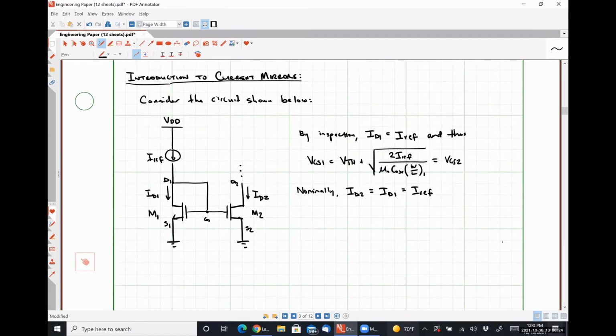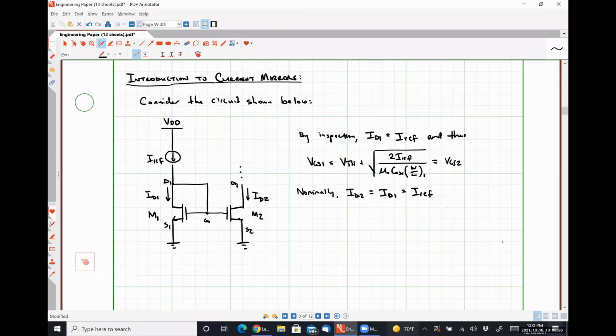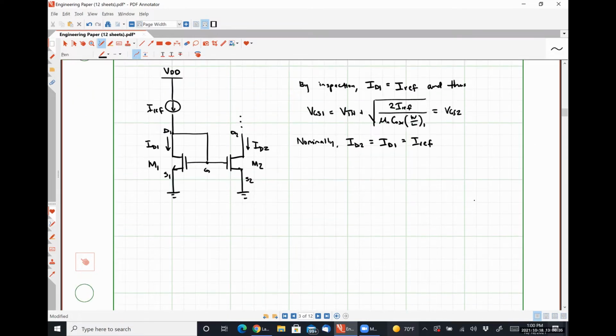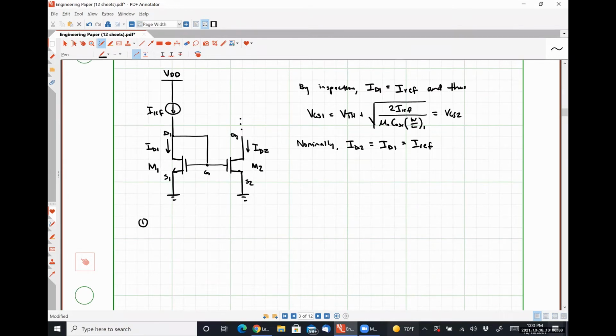So there are a couple of important things that we need to talk about to really understand what's going on here and how we can make this guy behave like a current source. The first of what I have labeled as important notes is that M1 is always in saturation. Can anybody explain why?